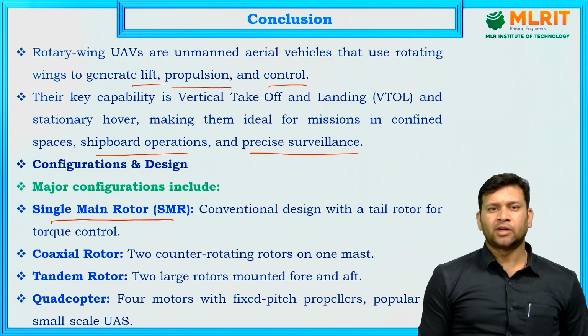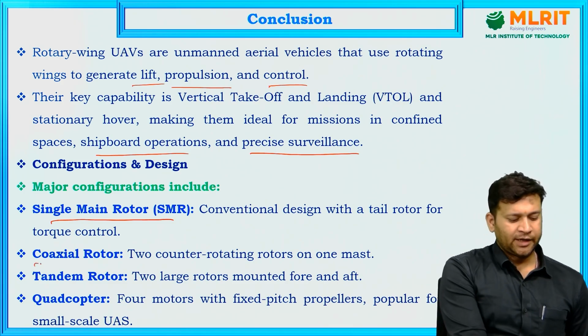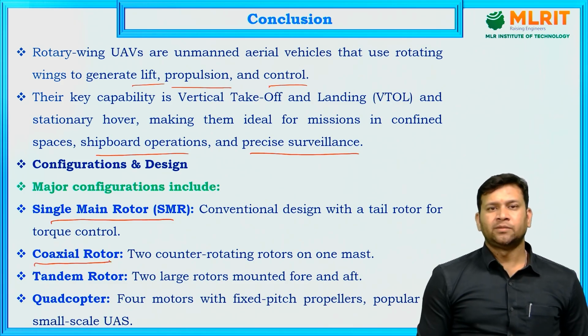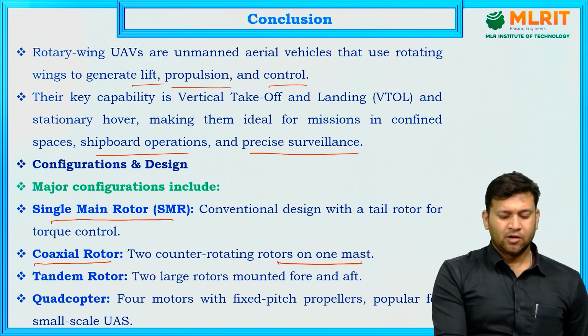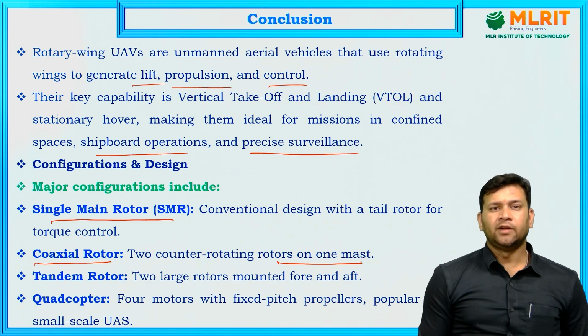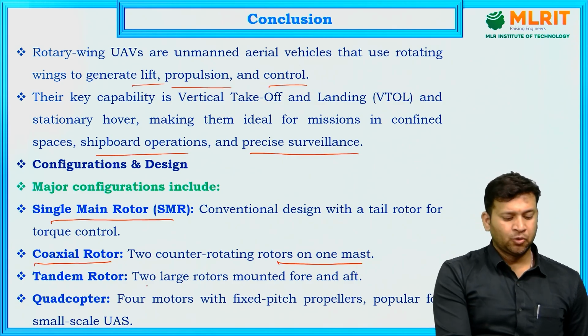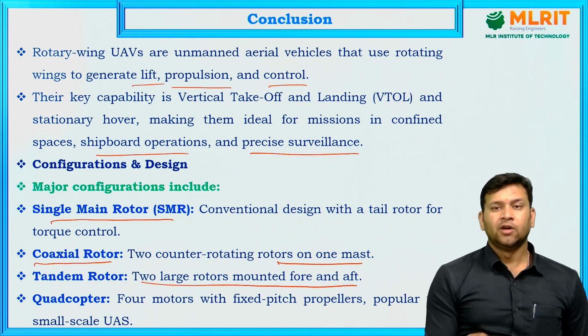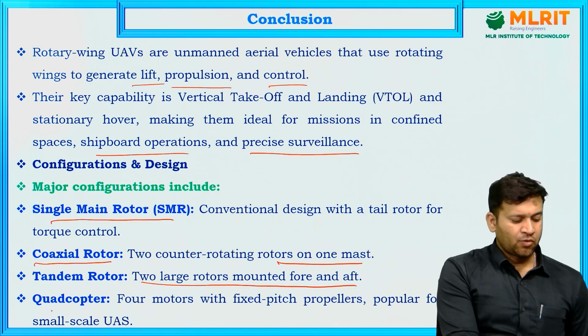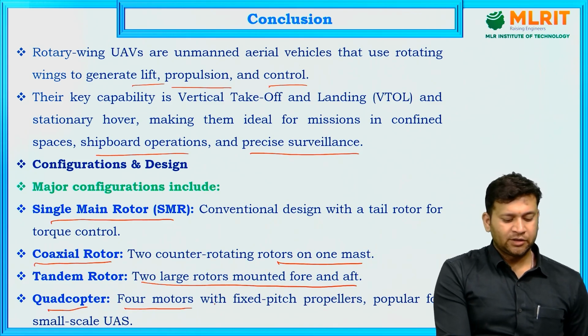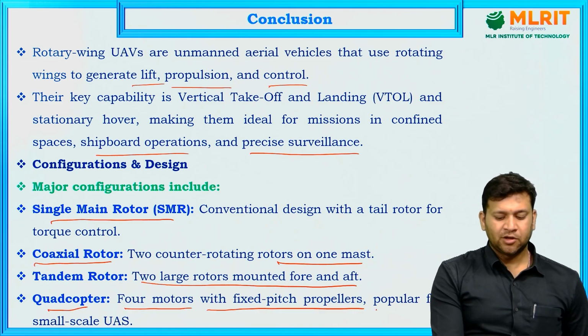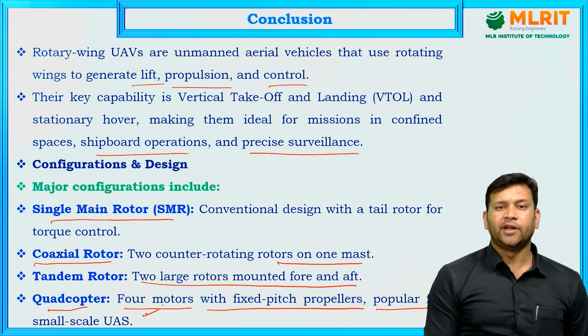Configuration and design: major configurations include single main rotor, which is a conventional design with a tail rotor for torque control. The second one is coaxial rotor, where two counter-rotating rotors are mounted one on top of the other. Then we have tandem rotor, where two large rotors are mounted fore and aft. Quadcopter: four motors with fixed pitch propellers, popular for small-scale unmanned aerial vehicles.